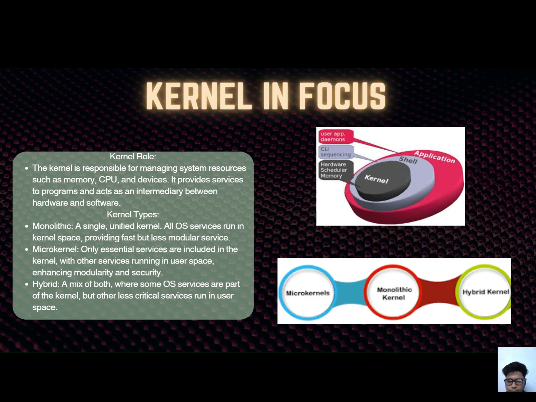Let's understand the last type of kernel, that is the hybrid kernel. A hybrid kernel aims to combine the best of both worlds, blending the performance benefits of a monolithic system with the modularity of microkernels. For example, the Windows NT kernel is a hybrid, providing a flexible and extensible operating system while retaining high performance.